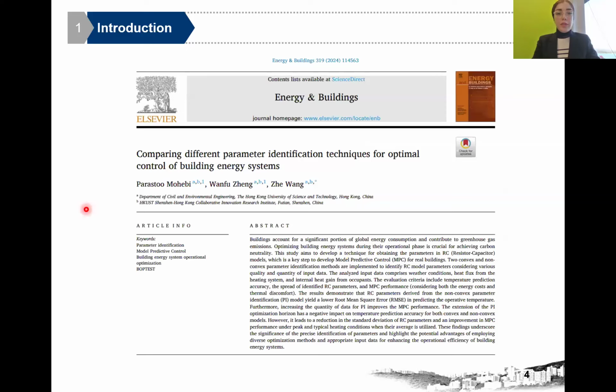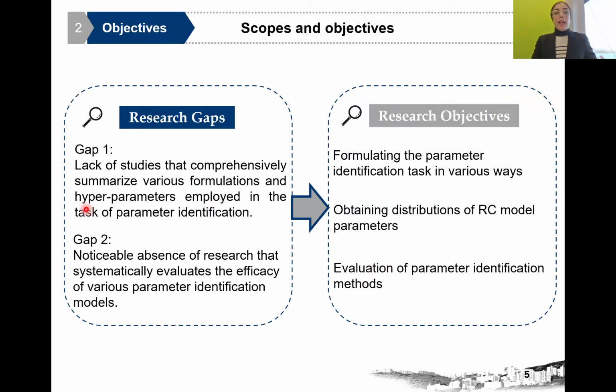Our research, which was published recently in Energy and Buildings, considered these three steps: a model structure, parameter identification, and finally we evaluated the identified parameters through different metrics.